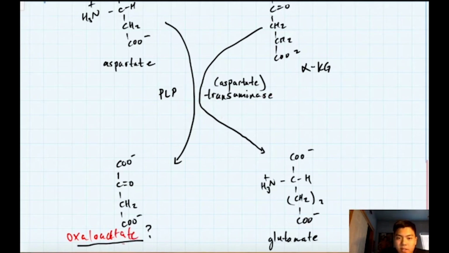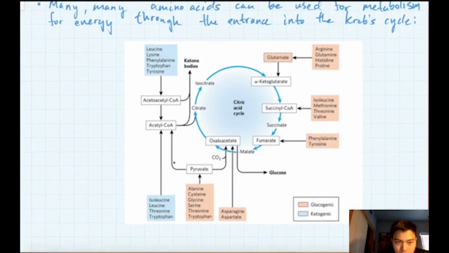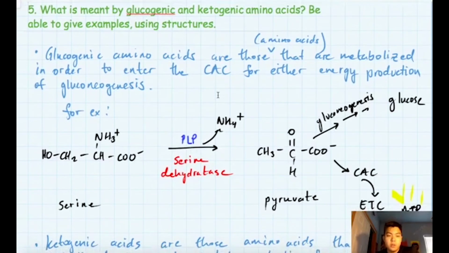Oxaloacetate, right? And this is just using that transaminase reaction, and then this can enter the citric acid cycle. That's one example, but there are many amino acids that can be used in multiple areas. So everything you see in orange here, those are all the enzymes that can enter the 5 sites that we talked about.